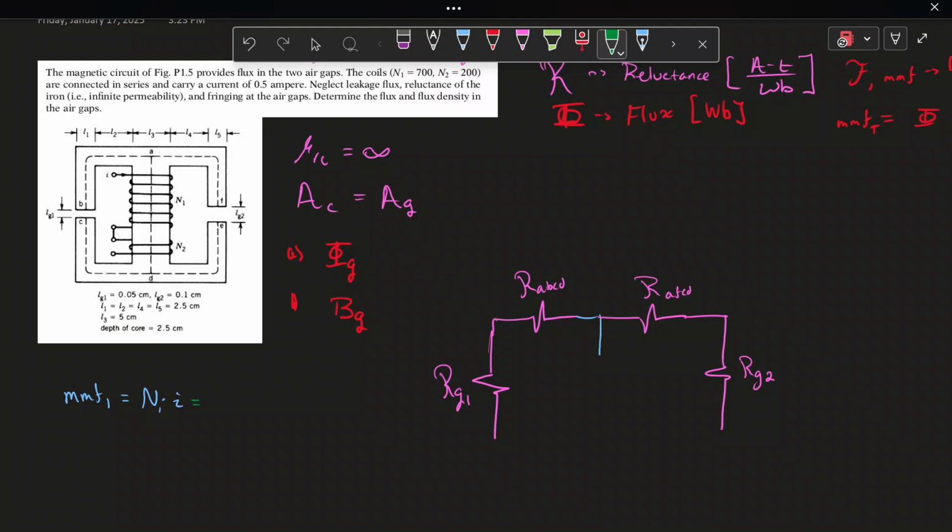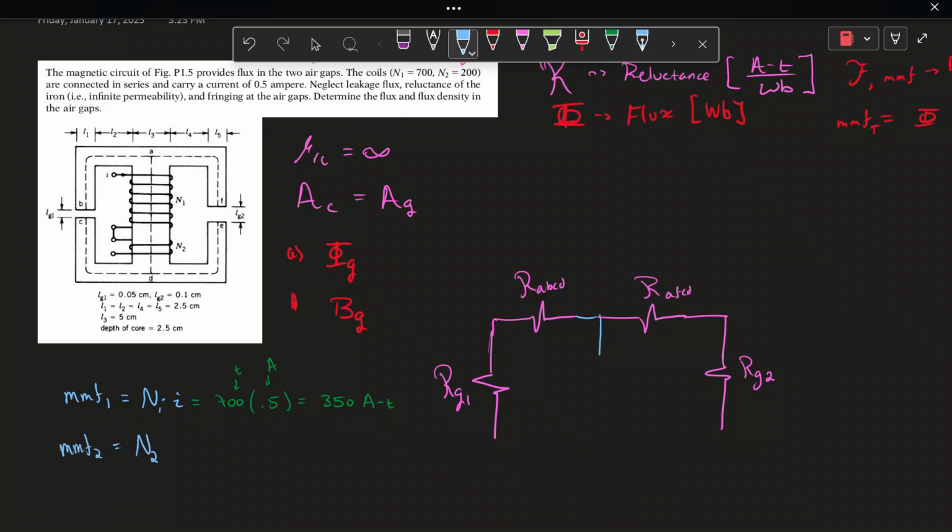Now, what is this? The number of turns in 1 is 700 times the current 0.5. So this is equal to 350 amp turns. And this is how you get your units: number of turns in turns, and current in amps. Now, what about MMF2?